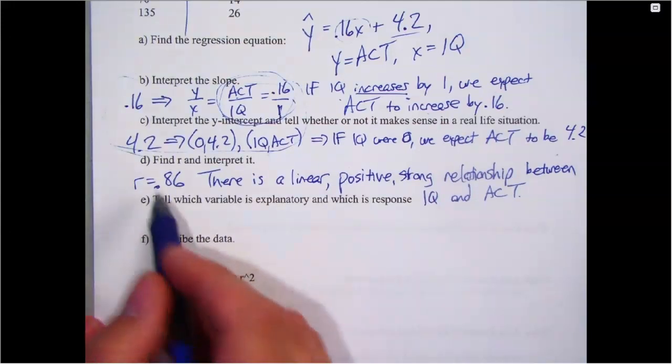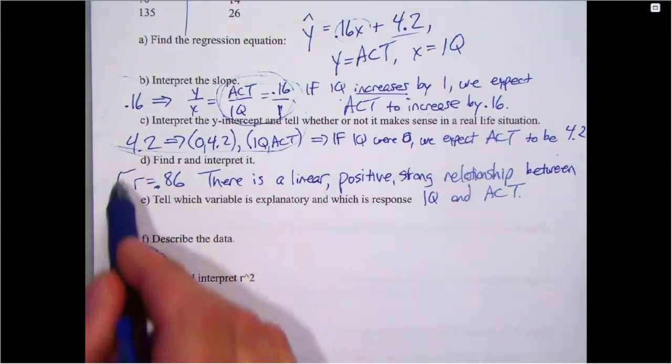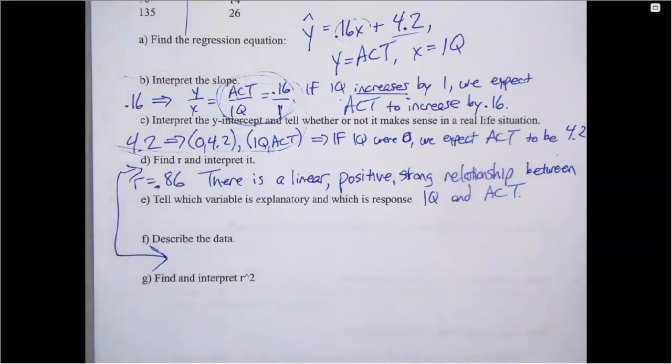But basically, describe the data is basically the same thing. There's a very slight difference, but I'm not worried about it. So those two are the same. Describe the data and find R. Interpret R.